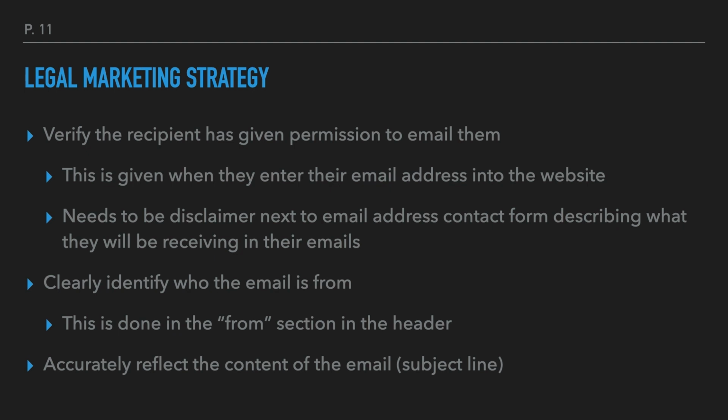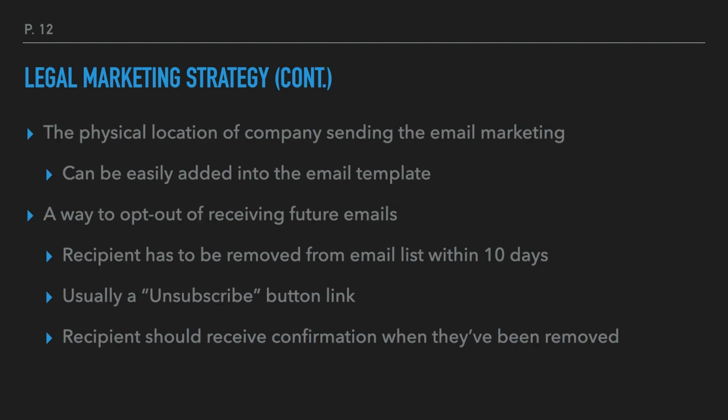The physical location of the company must also be included on the email, which can be easily added to every email by including it on the email template. The email must also include a way to make the email stop. This can be done with a very visible unsubscribe button being inserted into the email template. Once the opt-out request is received by the company, the recipient must be removed from the email list within 10 days. Doing these things will ensure the email marketing campaign is legal.